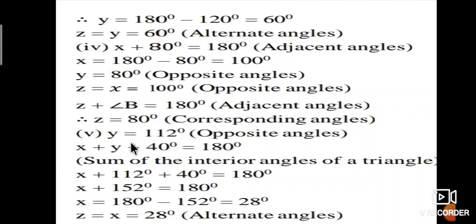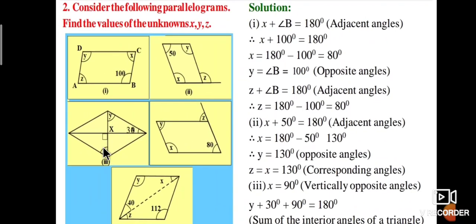Angle z is equal to 80 degree. Corresponding angles are equal. Therefore, observe the fifth figure. This is 120 degree. This is 40 plus z degree. This is x, here y.